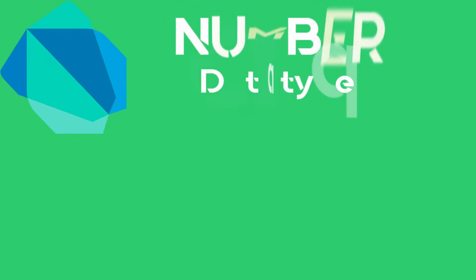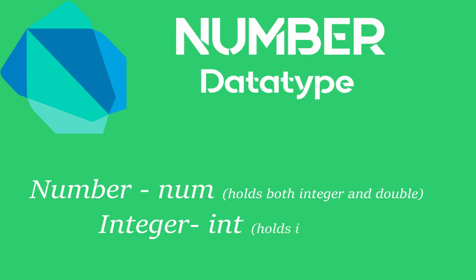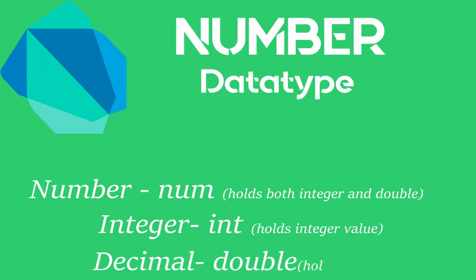First we will see about number data type. Number data type holds a numerical value. There are two different number types. They are int and double. Int holds an integer value and double holds a decimal value.